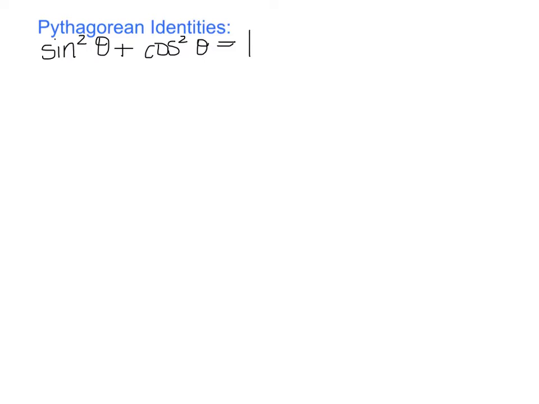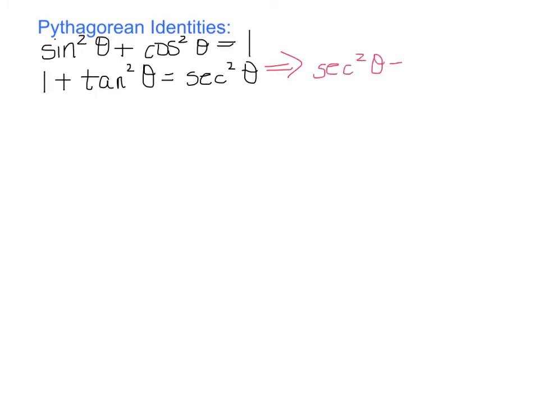And then the next one you have 1 plus tangent squared of theta is always equal to secant squared of theta. You can rewrite this if you get 1 by itself. Secant squared theta minus tangent squared theta is equal to 1. So either one of those is correct depending upon what you have in your problem.